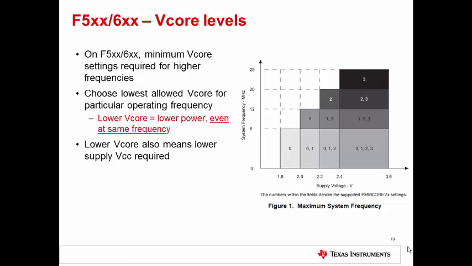For example, if you wanted to run between 8 and 12 MHz, you could choose any core level higher than 1. You want to choose the lowest allowed VCORE for these operating frequencies, so you would choose level 1. This will get you the best active mode current consumption at this frequency. A lower VCORE level also means that you don't have to have as high of a supply voltage, which also can help save you some power.